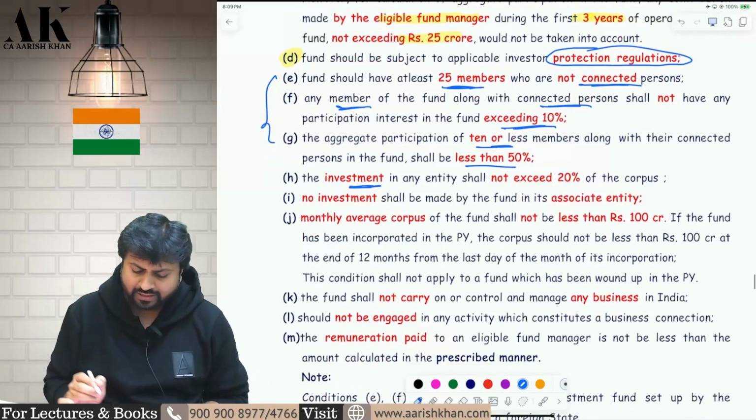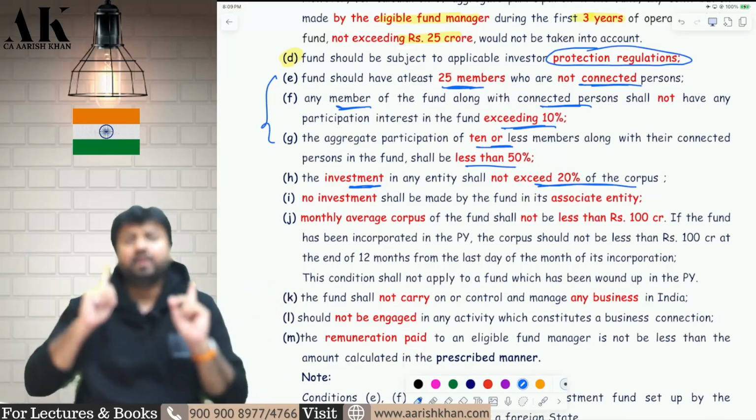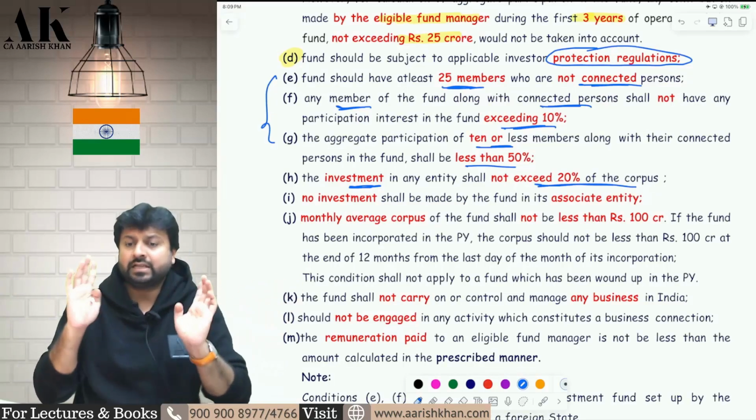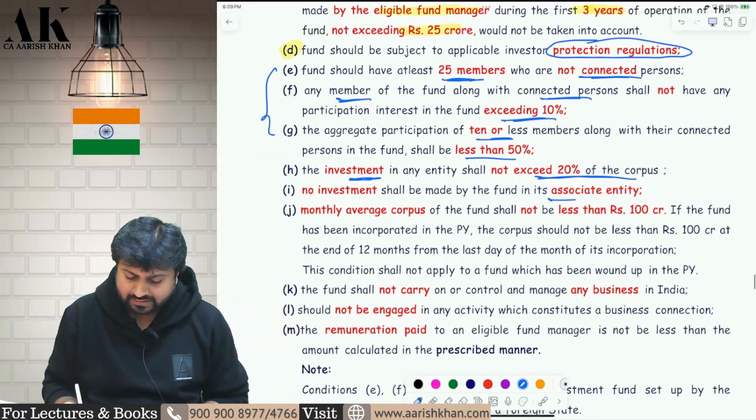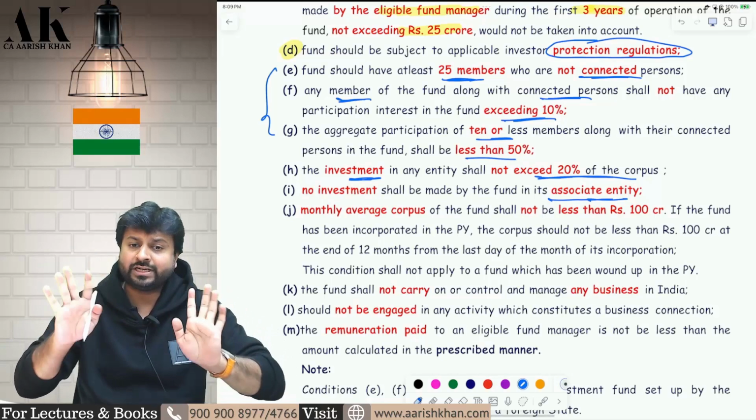Now, the fund should not invest in any entity more than 20%. So the fund should diversify the funds. Don't invest 30-40% in one single company. Okay. No investment shall be made by the fund in its associated entity. Fund should not invest in an associate entity also.